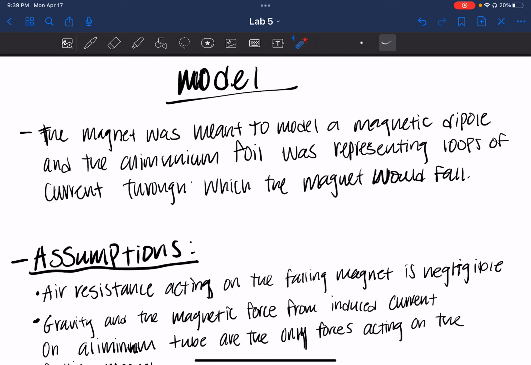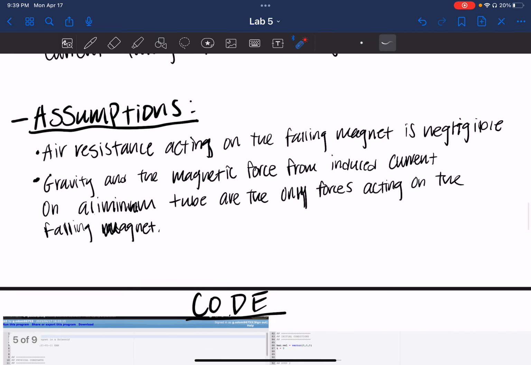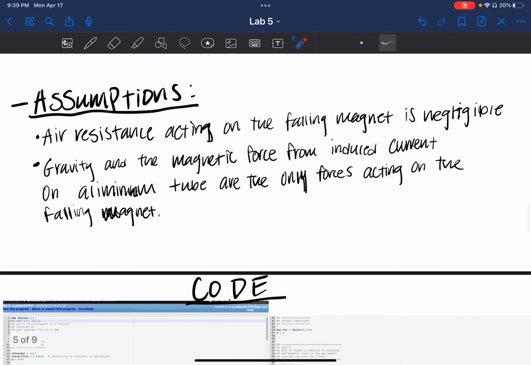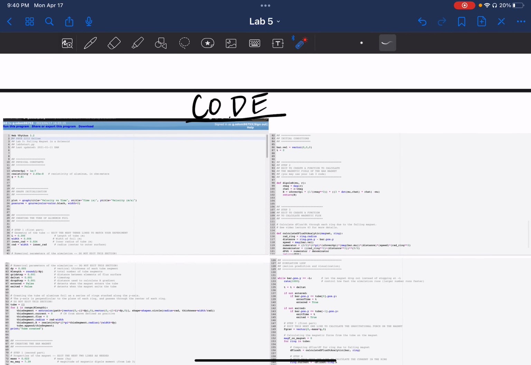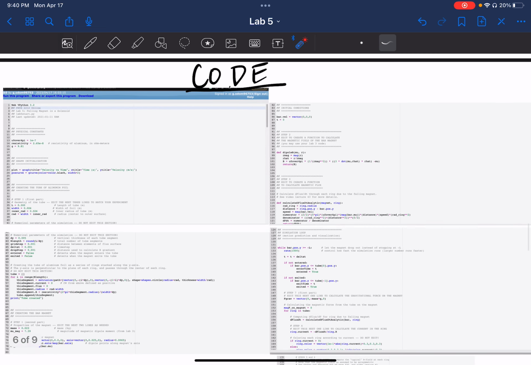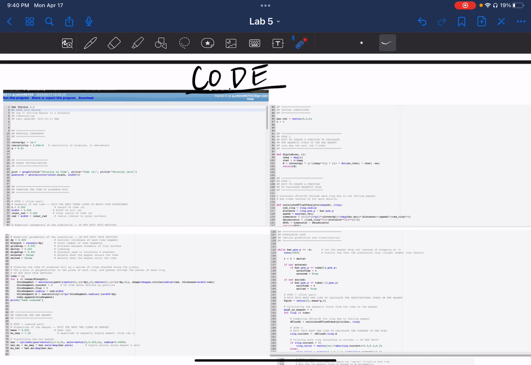The model was the magnet, which was a magnetic dipole. And then the aluminum foil was representing loops of current through which the magnet would fall, going down through there. The assumption was the air resistance was negligible, and that gravity and the magnetic force from the induced current on the aluminum tube were the only forces acting on the falling magnet, so that way it could be in free fall. That is probably why our computational model was longer, because it calculated those as the only forces, versus other forces acting on the magnet, causing it to fall faster.